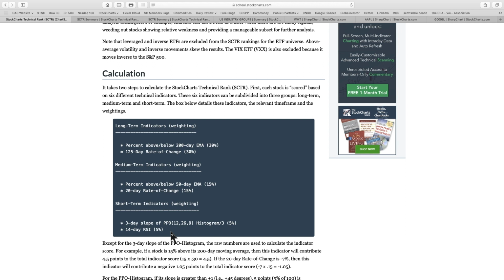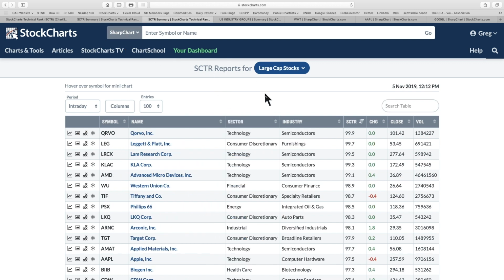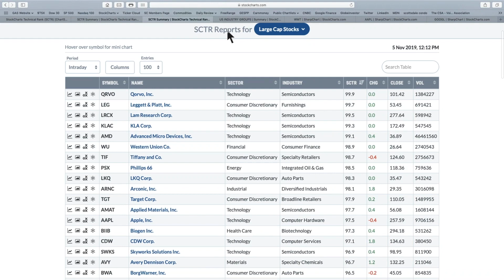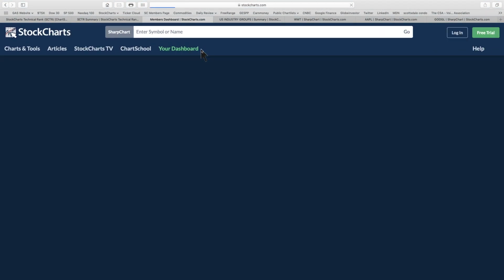What we have is large cap, mid cap, small cap, and ETFs. And then we also have some industry group analysis that I'm about to show you today. But what I want you to understand is that these aren't day trading systems. They are very helpful for finding long-term trades. As an example, right now, this is the SCTR report for large cap stocks, and maybe I should show you how to find that. There are a couple of different ways.